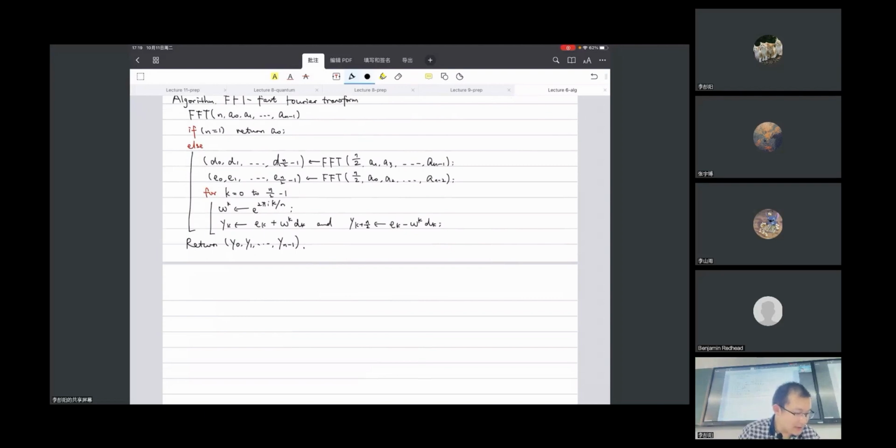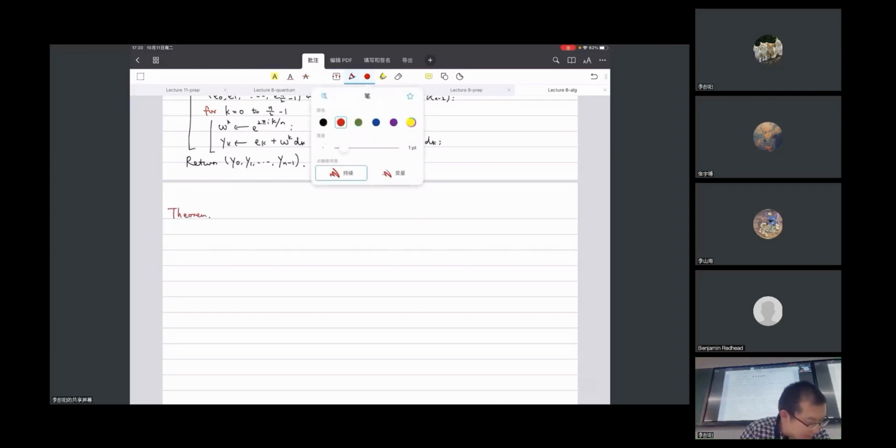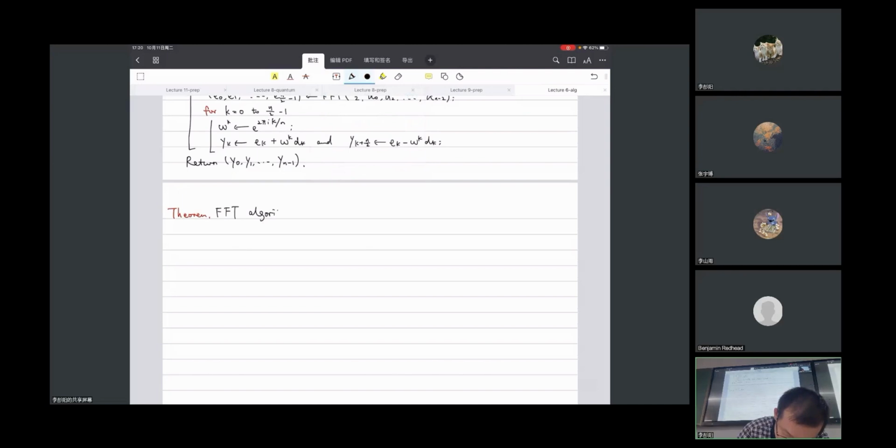Okay. So this is basically the FFT, and we can write down a theorem here. The theorem that we have is that the FFT evaluates a degree n-1 polynomial at each of the nth roots of unity in O(n log n) steps.